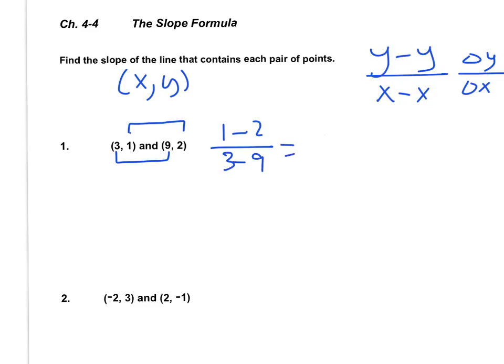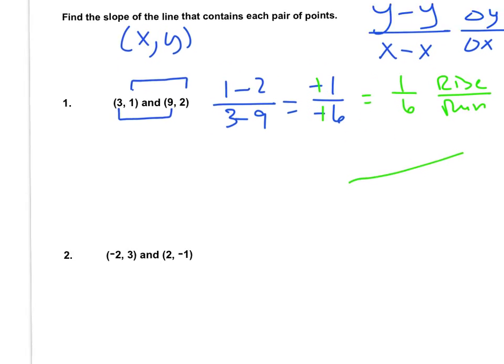Now make sure you stay in order. 1 minus 2 is a negative 1. 3 minus 9 is a negative 6. A negative over a negative is a positive, so therefore you have a slope of 1 over 6. That means it's a rise of positive 1 and a run of positive 6. And that's where you get that really steep line. Okay? Now, let's go to number 2.